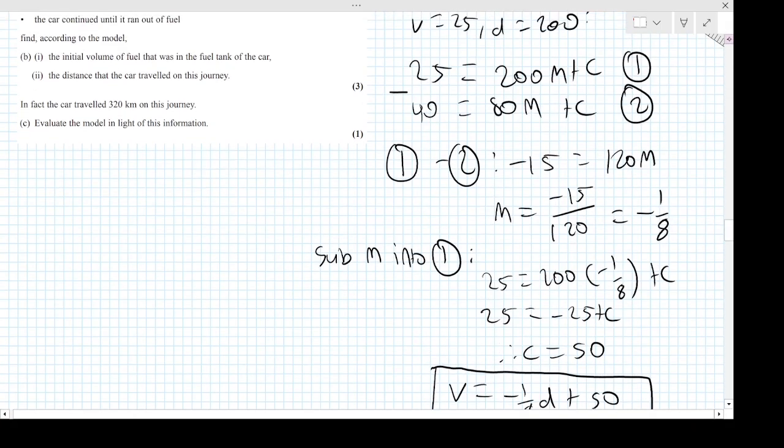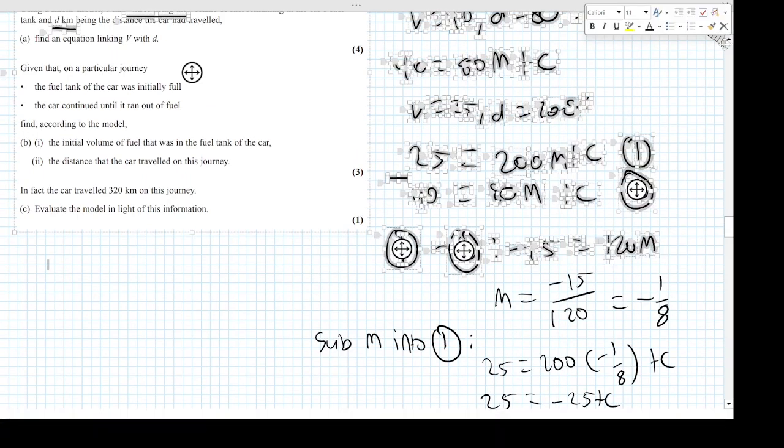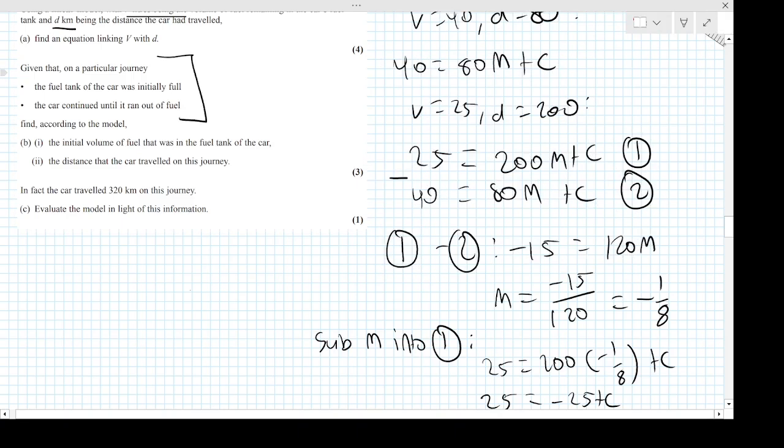Then it says, given that on a particular journey the fuel tank of the car was initially full, the car continued until it ran out of fuel. Okay. Find according to the model the initial volume of fuel. Well, that was in the fuel tank of the car. So the initial volume is at the start. If it's at the start, the car's not moved any distance, so that means when d is 0, okay?